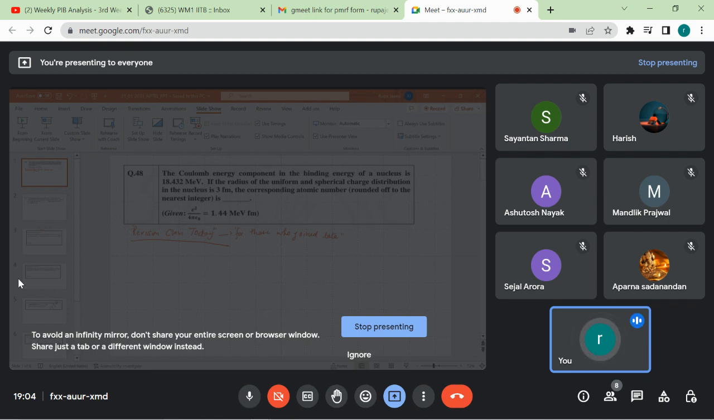And Aparna, if you know the solution of this question, you can also solve this question that is there on your screen. The Coulomb energy component in the binding energy of a nucleus is this. The radius of this uniform spherical charge distribution in the nucleus is given. Tell me, what is the atomic number value?